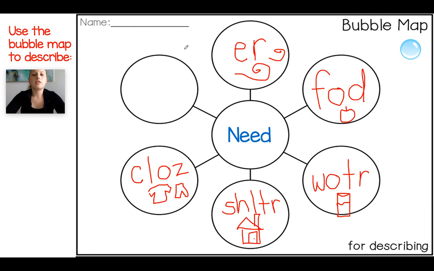Your job is to fill this one out with something else that you need. Okay? So I know it might be hard to think of one more thing that you need, but you can even use an example of one of these ones. So you can even tell me a type of food you need, a type of shelter that animals might need, or a type of clothing you might need. If you want to be specific, write one more thing you need. And that's going to wrap up for today's lesson. So I need you to fill this out, whether you printed it or if you drew your own. Take a picture, send it on Class Dojo so I can see.